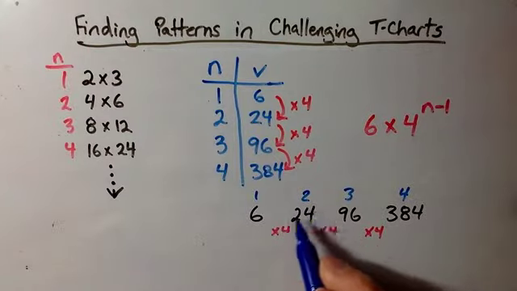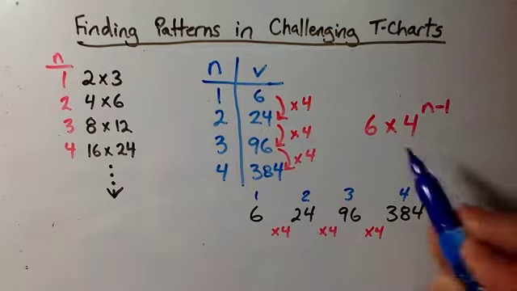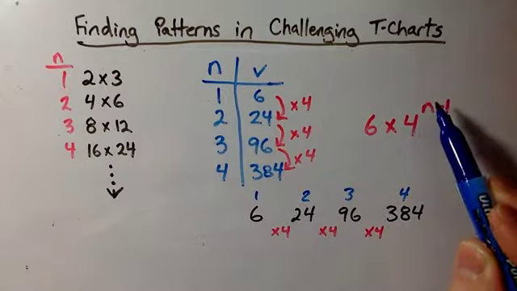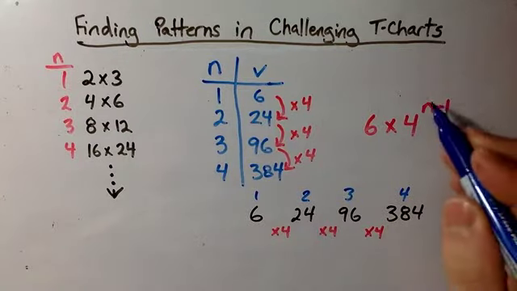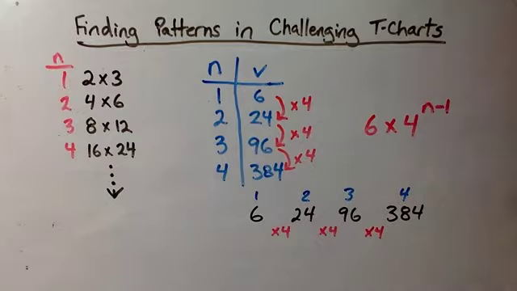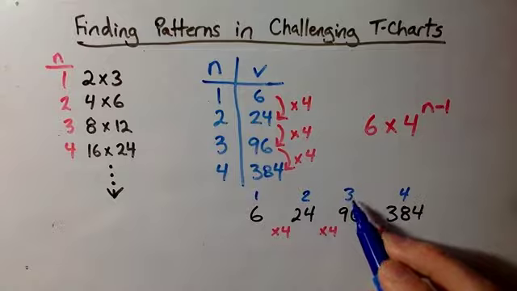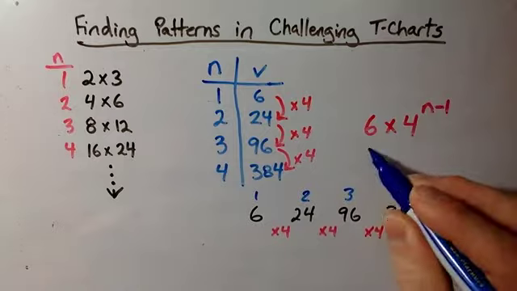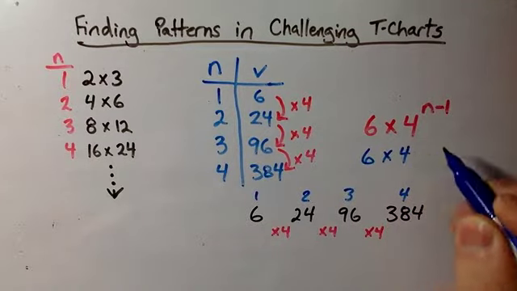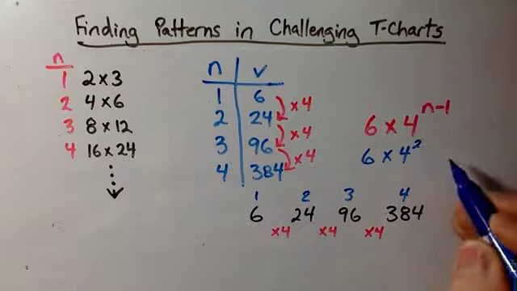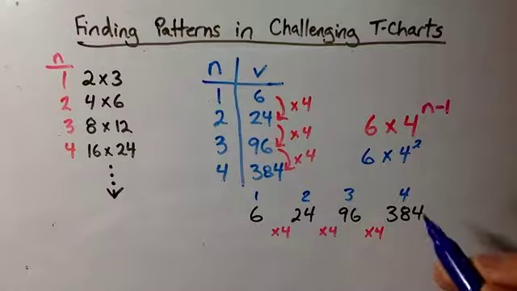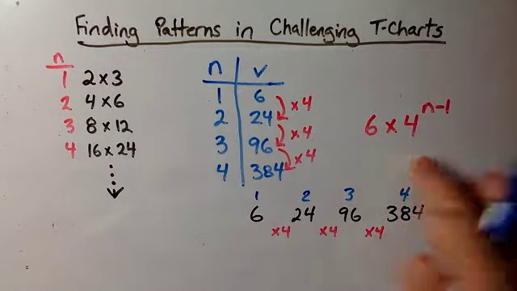If you can imagine our second number being 24, well, if I multiplied 6 times 4 to the 2 minus 1, well, 2 minus 1 is just 1. So 4 to the 1, we have learned about that. 4 to the 1 is just 4. It also works for our third term, because 3 minus 1 would be 2. So I'll write this one down: 6 times 4 to the 3 minus 1, which is 2, so 4 squared is 16, and 6 times 16 is going to give us 96. And this same pattern continues to work.